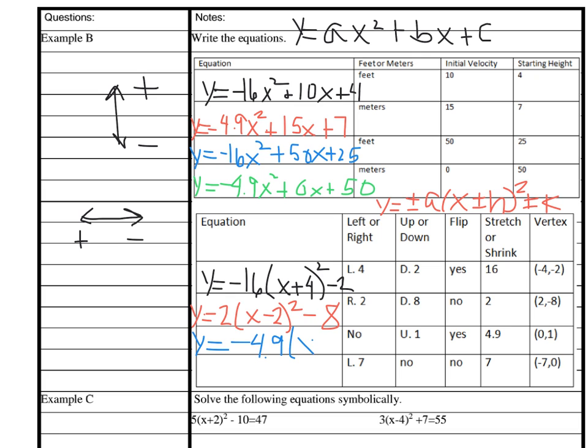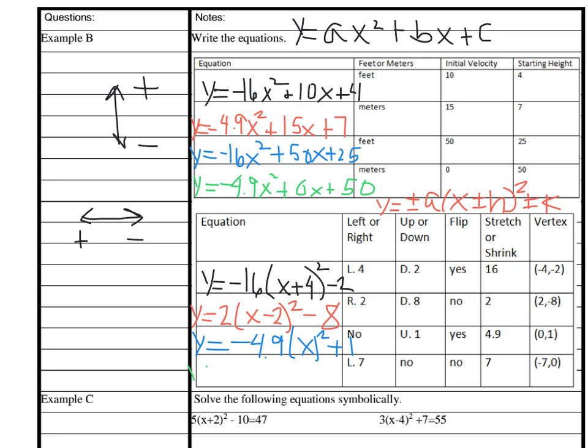And then x, and then next would be plus or minus h, so left or right. It says no, so that means it doesn't go left, it doesn't go right. So that's really like putting a plus 0 in there. But I don't feel like writing that, so I'm just going to put x squared. That's the same thing. After that, we have a plus or minus k, which it says up 1. To go up, we need a plus. So plus 1. And that one's done.